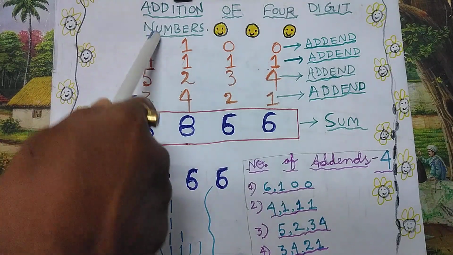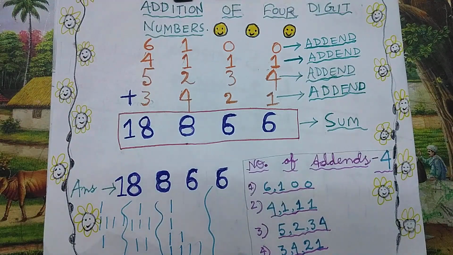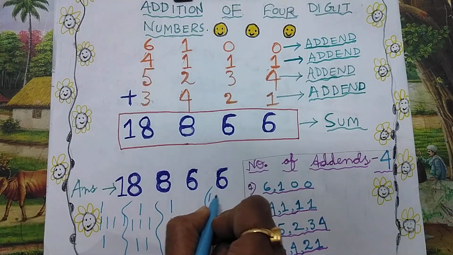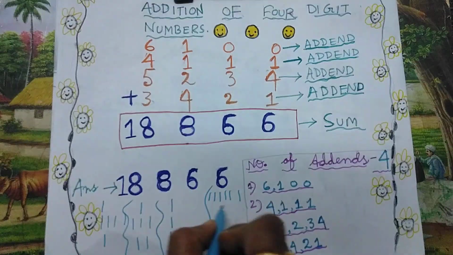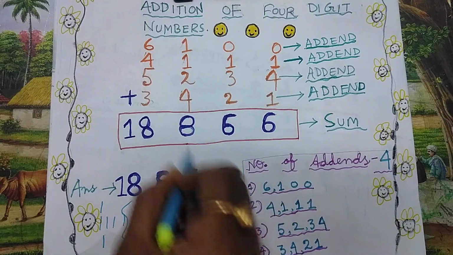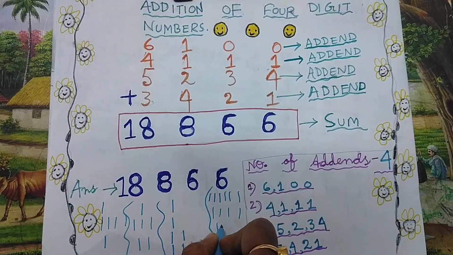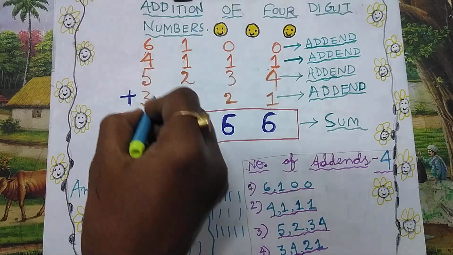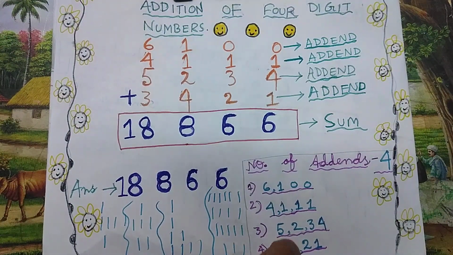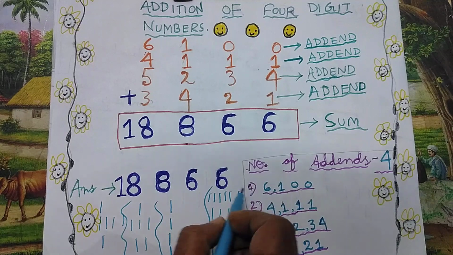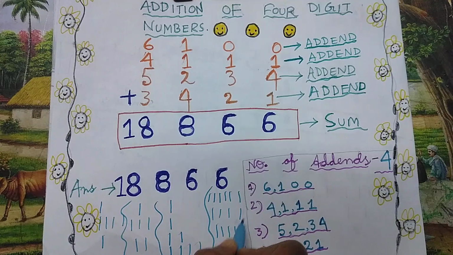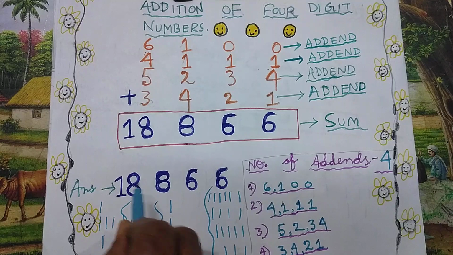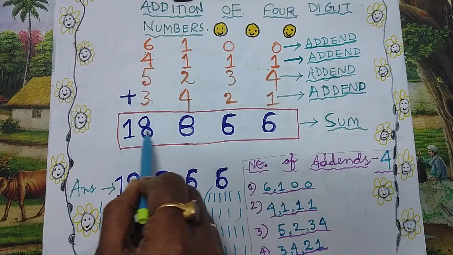Now go to this column. What is the first digit? 6. So I will draw over here 6 lines. 1, 2, 3, 4, 5, 6. The second digit is 4. 1, 2, 3, 4. The third digit is 5. 1, 2, 3, 4, 5. The last digit is 3. 1, 2, 3. So how many lines are there in all? 1, 2, 3, up to 18. So I have written over here 18.